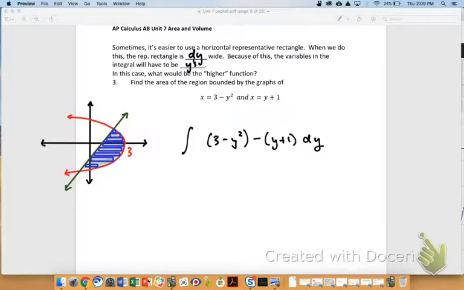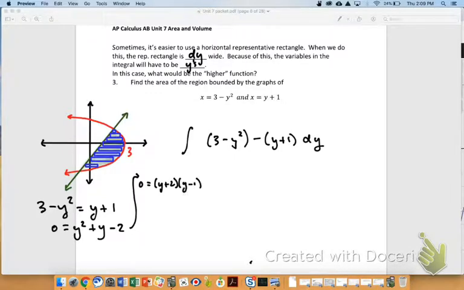And then what about those limits of integration? Any ideas on how we could find those? Intersection points, yep. So let's do it. I'm just going to say 3 minus y squared equals y plus 1. So it would be 0 equals y squared plus y minus 2. And how do we solve something like that? Quadratic formula or factoring. I bet you we could do factoring faster because I can see that it factors. So it'd be 0 equals y plus 2 times y minus 1, y equals negative 2, y equals 1.